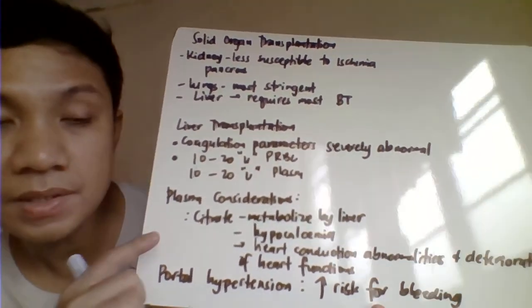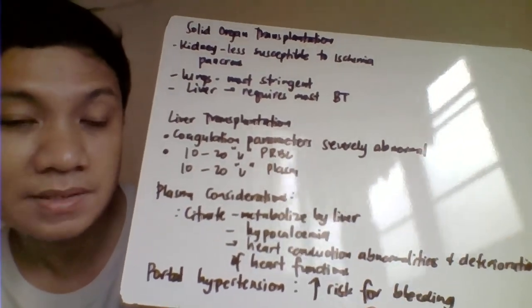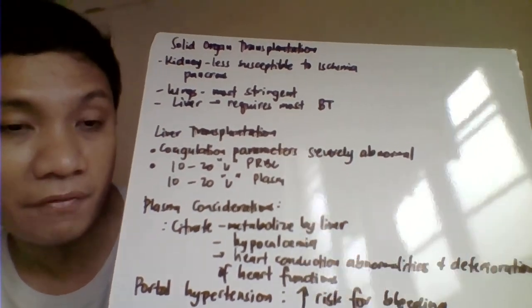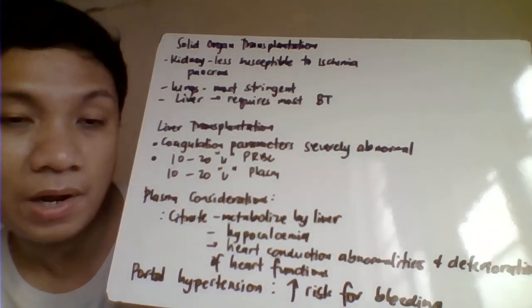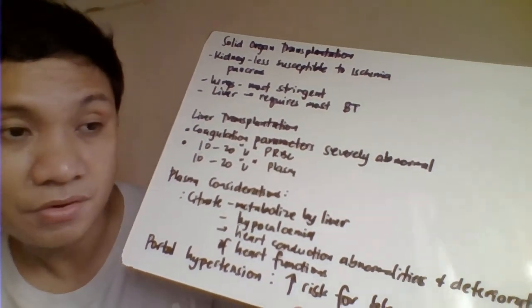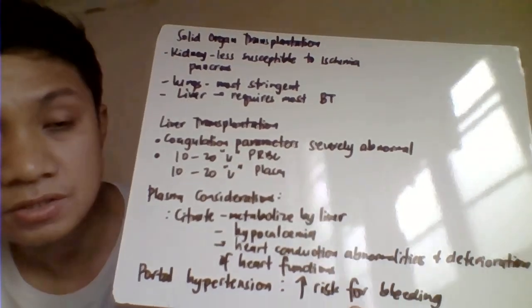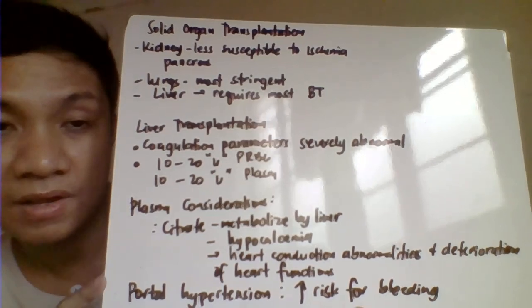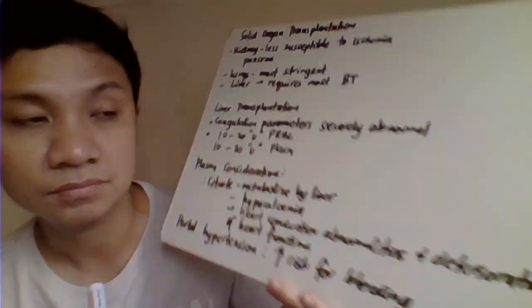So we have the plasma consideration. The citrate present in your anticoagulant would eventually be metabolized by our liver. An increased citrate would tend to result in hypocalcemia, and that results in deterioration of your heart functions and heart conduction abnormalities. Portal hypertension would put the patient at risk of higher bleeding manifestation.